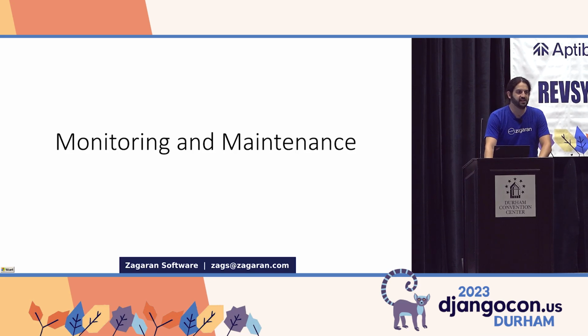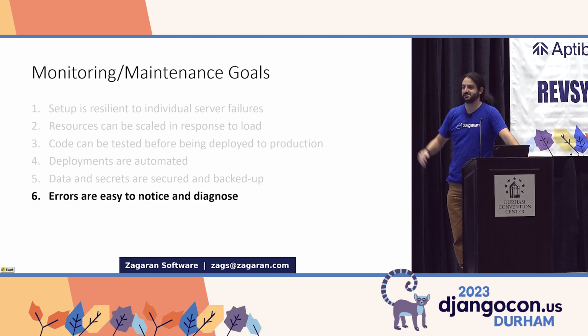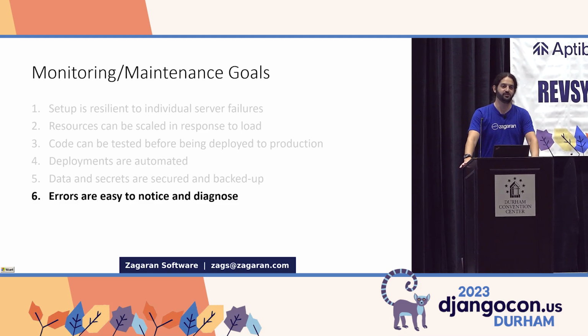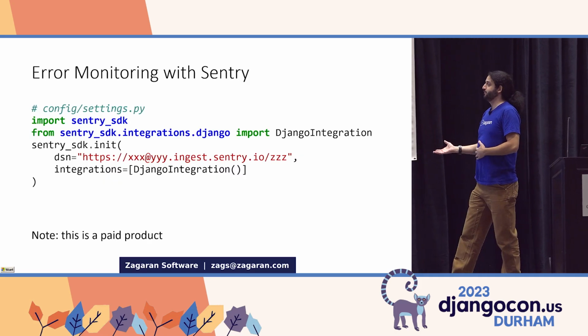All right, we've set everything up. We've deployed our code. We've stored our data. What could possibly go wrong? Well, your code, of course. So if we have errors, we want to know. And we want to know not just that we had an error, but also what. I've got one very easy recommendation for you if you're working in Django.